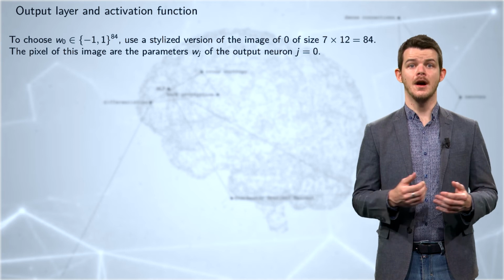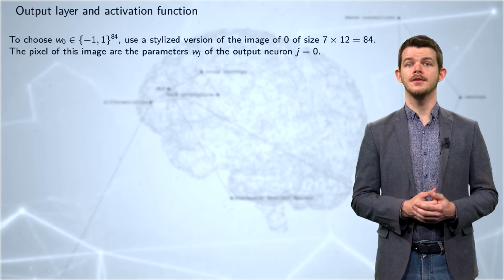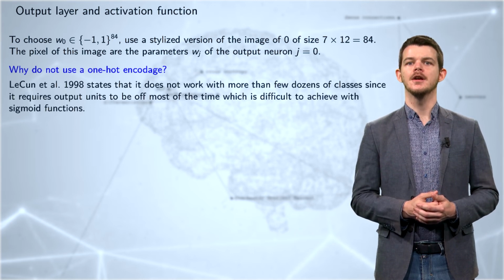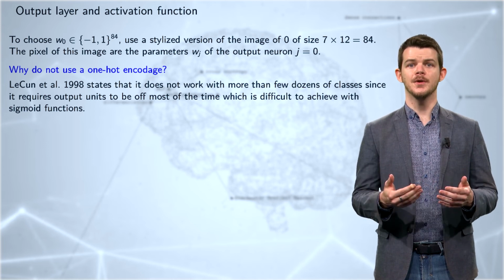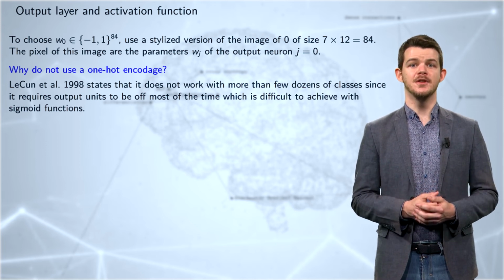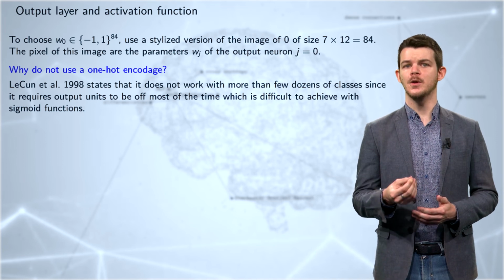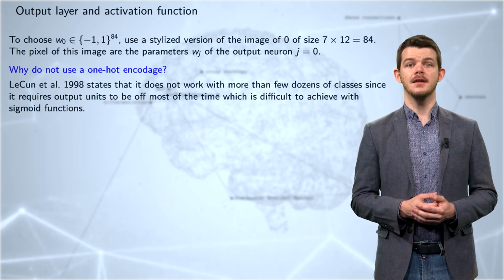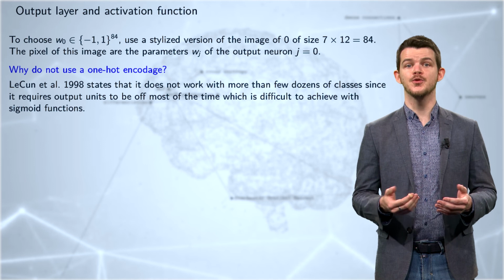These techniques are common now, but not in the early 90s. Indeed, it is stated in the paper that one-hot encoding does not work with more than a few dozens of classes, since it requires output units to output zeros most of the time, which is difficult to achieve with sigmoids. Indeed, obtaining exactly zeros with sigmoids is impossible, and nowadays we would probably use ReLU instead.